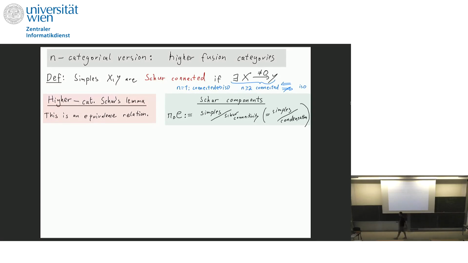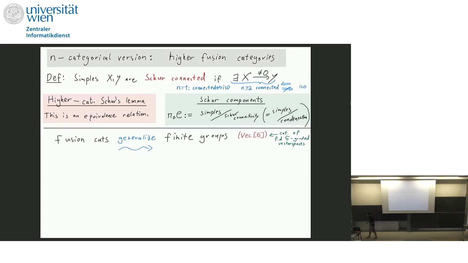Okay, so let me give you some examples. A typical slogan of what fusion categories are good for is that fusion categories are a generalization of finite groups. Everything you can do with finite groups, you can do with fusion categories, because for every finite group, you have a particular fusion category that essentially behaves like this finite group, and this fusion category is the category of finite-dimensional G-graded vector spaces. Okay? Sorry? G is a finite group, yes.